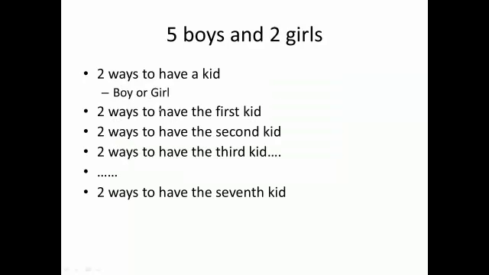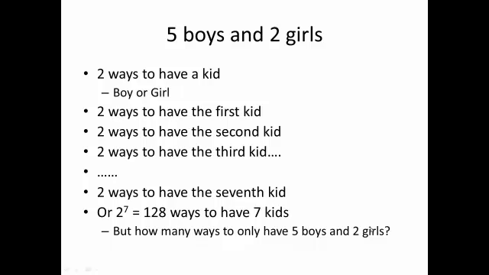Well, there's 2 ways to have a kid, right? It's either a boy or a girl. So there's 2 ways to have the first kid. The first kid can be a boy or a girl. There's 2 ways to have the second kid, 2 ways to have the third kid. And you do this till you get to the 7th kid, meaning there's 2 to the 7th power, or 128 ways to have 7 kids. And I don't know about you, but I don't want to write 128 combinations down and then go through and pick the ones that only have 5 boys and 2 girls.